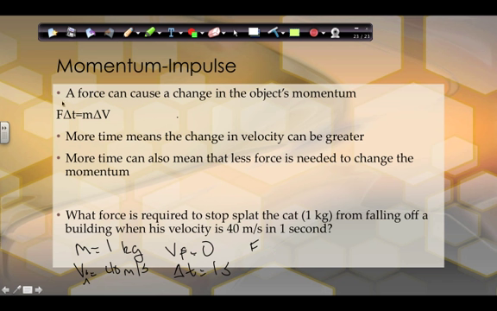So we have our equation right here. We can just simply plug it in. Our time is 1 second. Our mass is 1 kilogram, and our final velocity is 0, and our initial velocity is 40. So negative 40 times 1 is negative 40. F times 1, well, you just divide both sides by 1, and your force will be negative 40 newtons. So that negative sign just indicates a direction.